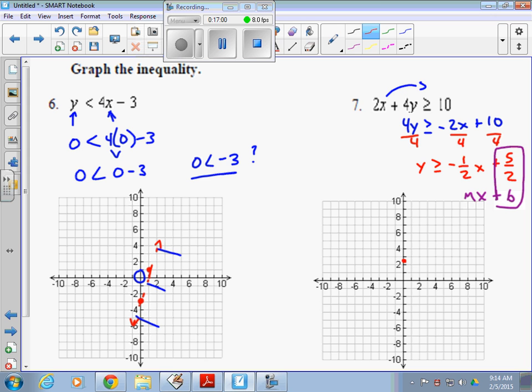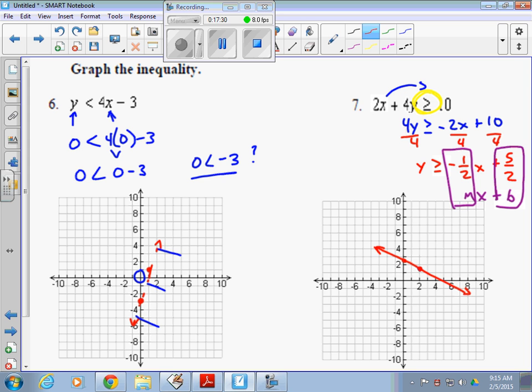We're going to go down 1 and to the right 2. That's what our slope tells us to do. M tells you where to move. Down 1 to the right 2. Here's our second point right there. We have to determine, since this is an inequality, is it going to be a solid line or a dashed line? That says greater than or equal to. Or equal to, unlike number 6, tells us we're going to create a solid line through there.